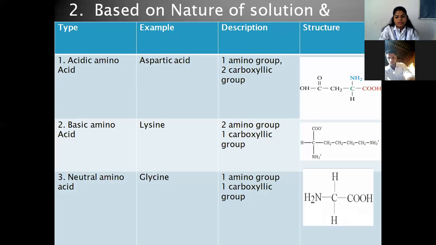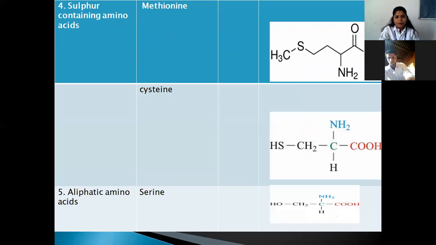Then next is the sulfur containing amino acids. In the structure of sulfur containing amino acids there is mainly the presence of sulfur. See these two examples, methionine and cysteine. The methionine structure has a sulfur group, as well as the cysteine structure. Remember one thing, if any amino acid or protein contains sulfur in the structure, at that time it will form a disulfide linkage. A disulfide linkage is present along with the peptide linkage.